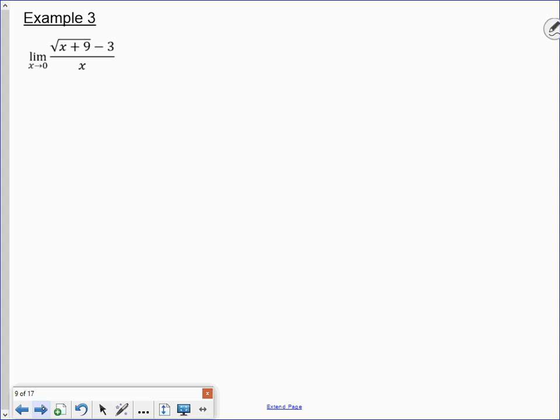So we imagine doing direct substitution, just subbing in x equals 0. We would get root of 0 plus 9 minus 3 all over 0. But the square root of 9 is just 3, so that's 3 minus 3, so 0 over 0. So we have an indeterminate form, which suggests L'Hopital's rule is going to work. Let's just go ahead.